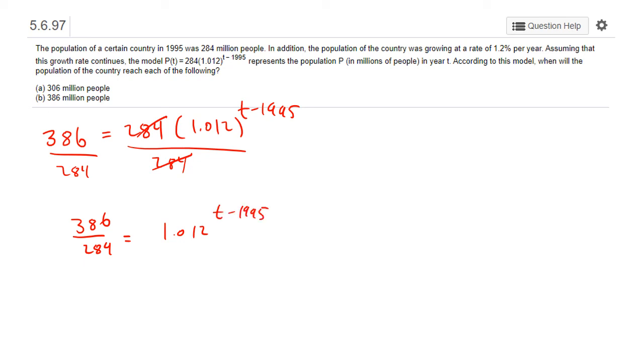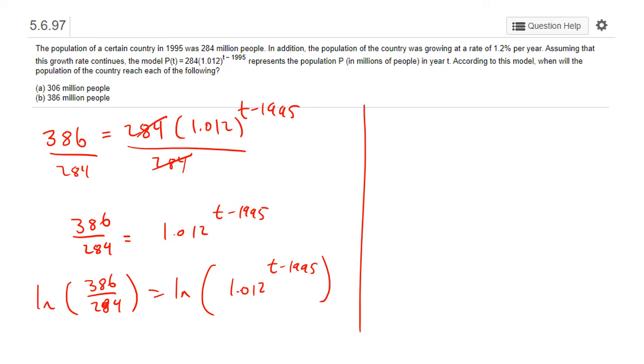Take a natural log of both sides. So I get the natural log of 386 over 284 is equal to the natural log of 1.012 to the t minus 1995. Bring down that power as a factor. We could actually on the left break this up as a difference of two logarithms, but I'm not going to. Natural log of 386 over 284 equals t minus 1995 times the natural log of 1.012.